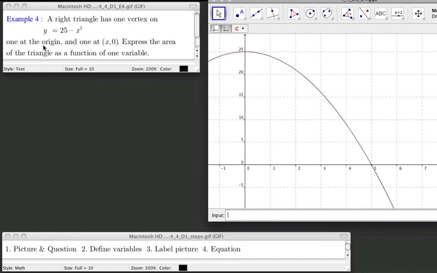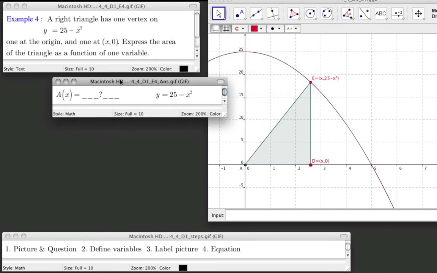The triangle has one vertex at the origin, which is 0, 0, and one vertex at x, 0. And what I think that means is that the point is going to be moving along the x-axis anywhere. The third vertex is actually on the parabola function here. So as I move the point D, this point E should move as well, and connecting these 3 points creates a triangle. So again, as I move D around, the triangle is going to keep moving. And so the question says, express the area of the triangle as the function of one variable. So I set up my answer.